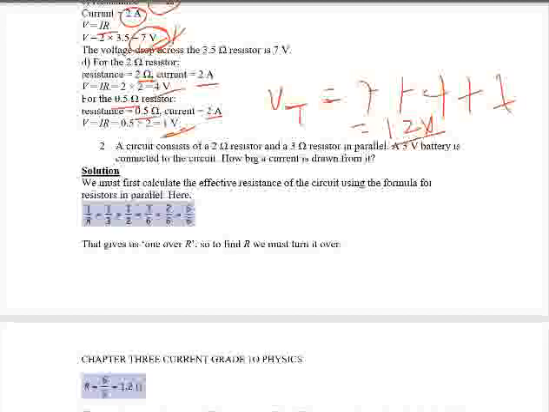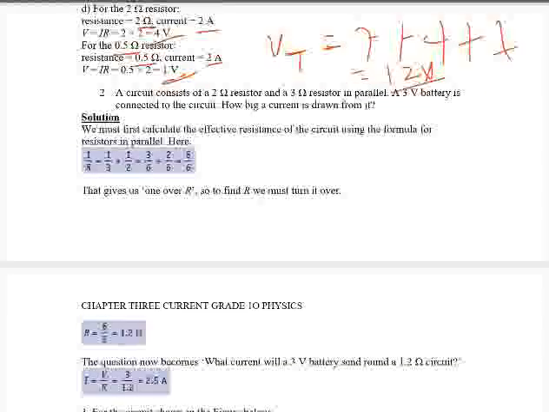For parallel combination, we have one example here. The circuit consists of 2 ohm and 3 ohm resistors in parallel. A 3 volt battery is connected to the circuit. How big a current is drawn from it? We are asked to determine the total current.